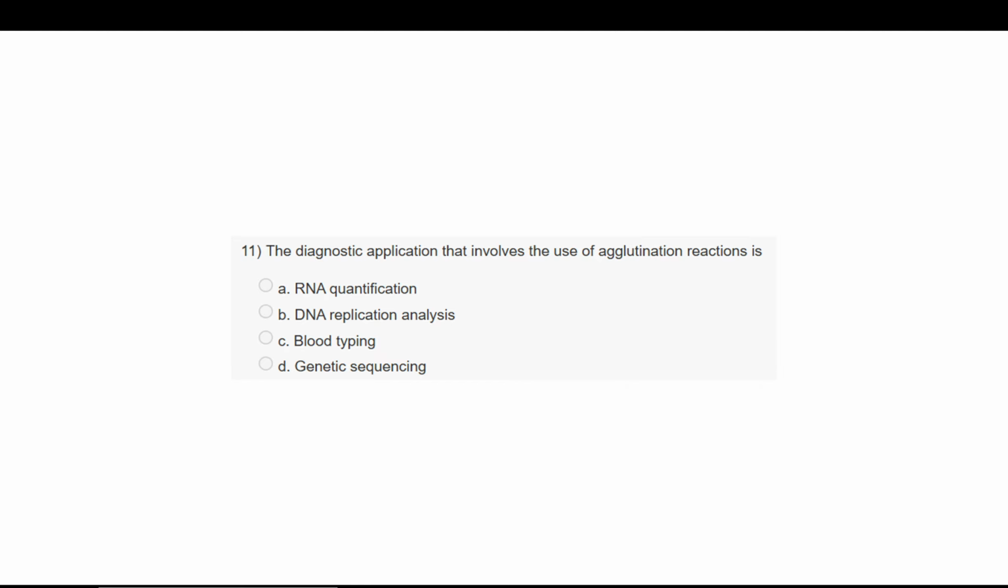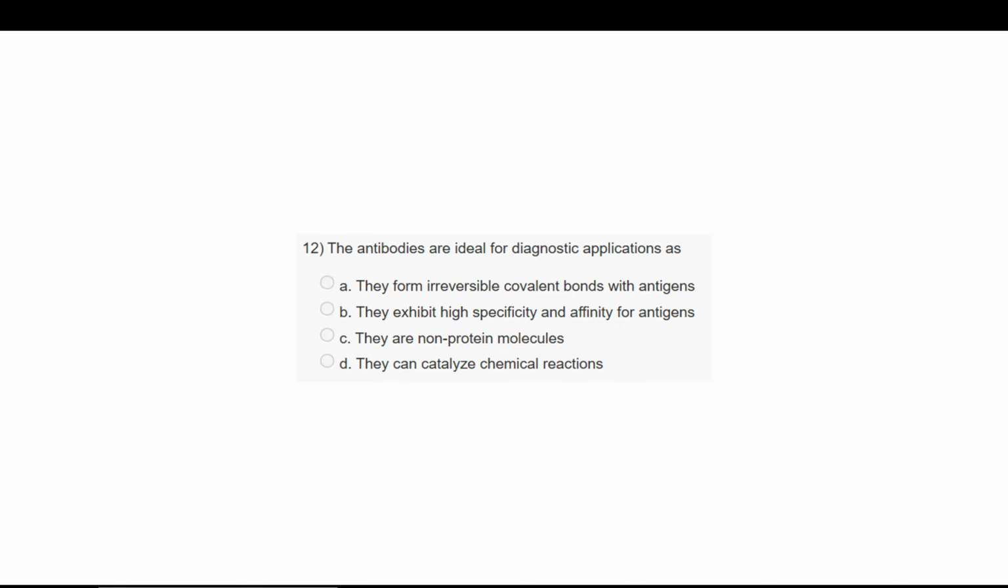Diagnostic application that involves use of agglutination reactions is RNA quantification, DNA replication analysis, blood typing, or genetic sequencing. Blood typing. The antibodies ideal for diagnostic applications, as they form irreversible covalent bonds with antigens, they exhibit high specificity and affinity for antigens, they are non-protein molecules, or they can catalyze chemical reactions. The answer is they exhibit high specificity and affinity for antigens, but they do not form irreversible covalent bonds. They mostly react by non-covalent bonding.